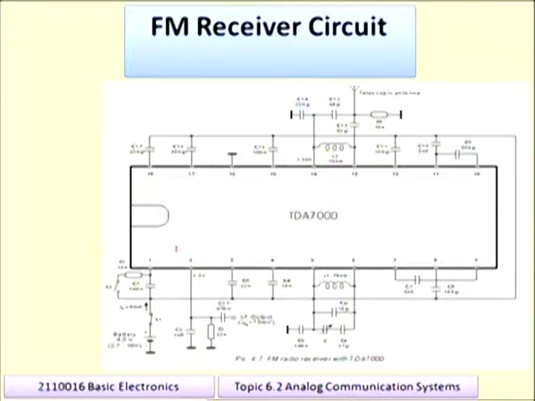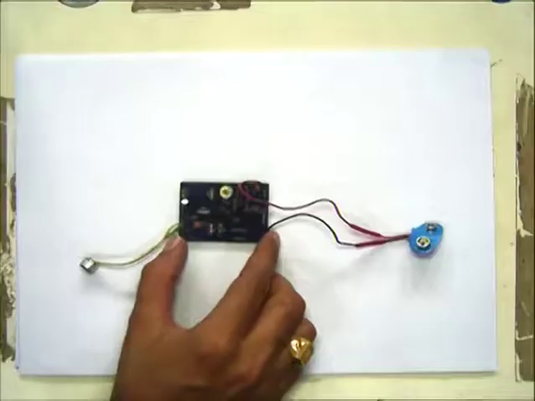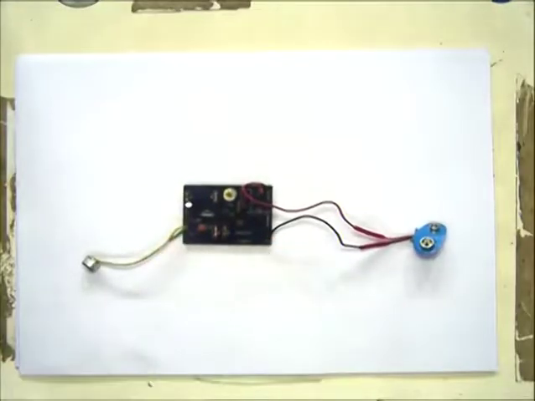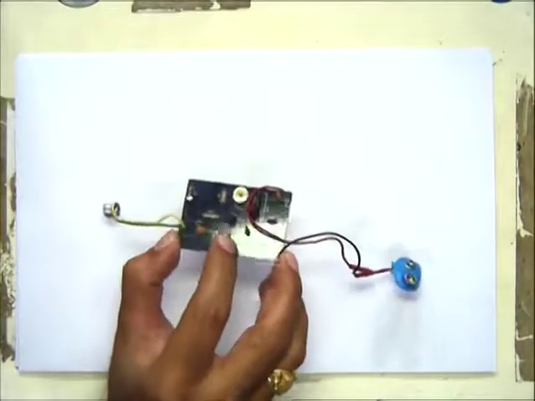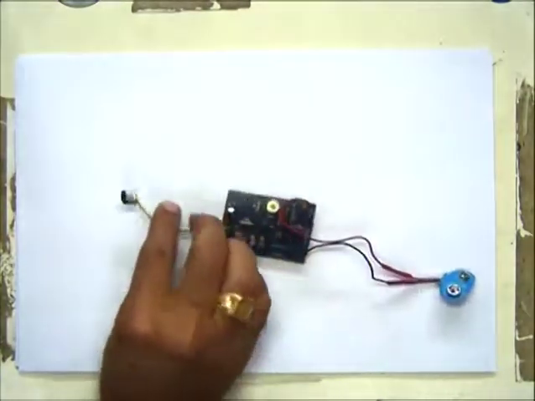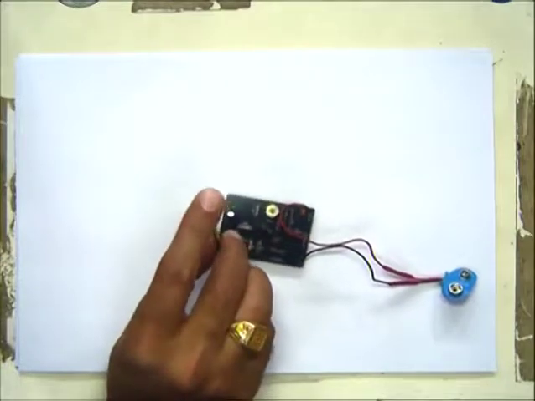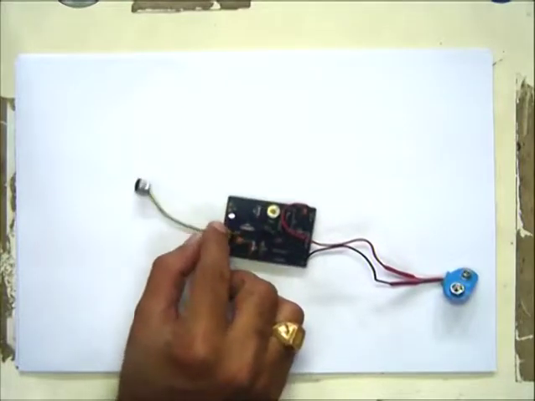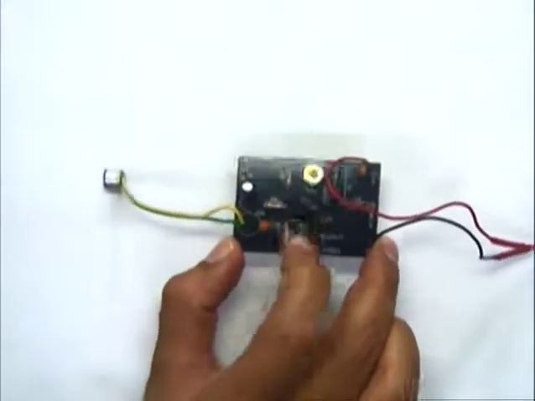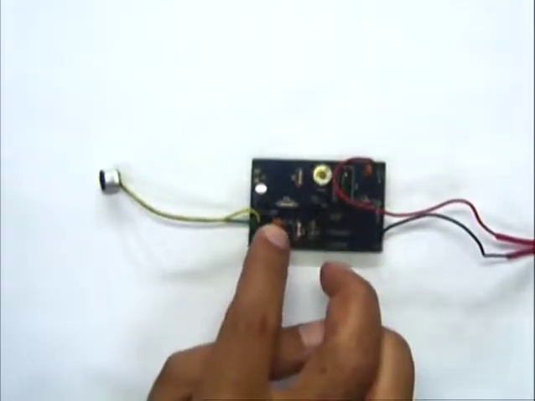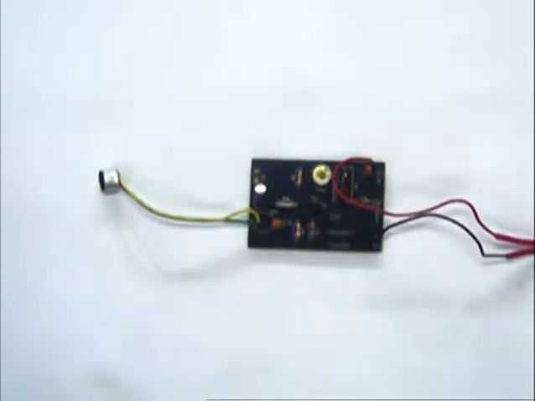And I request all the students to have a hobby of creating circuits. I will show you one circuit which is kept here. This is actually an FM transmitter circuit, and this transmitter is on 100 megahertz. This is a microphone which converts your speech into an audio signal. And there is a circuit here, which will basically modulate your speech or audio signal onto a 100 megahertz carrier.